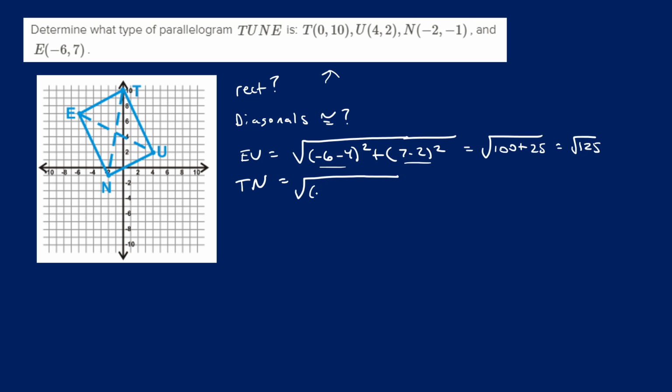Okay, so T is 0 plus 2, really, when we subtract, and then 10, really plus 1 when we subtract. So that's going to give me 2 squared is 4, 11 squared is 121, and so sure enough, these are the same number. So the diagonals are congruent, right? Therefore, it's a rectangle.